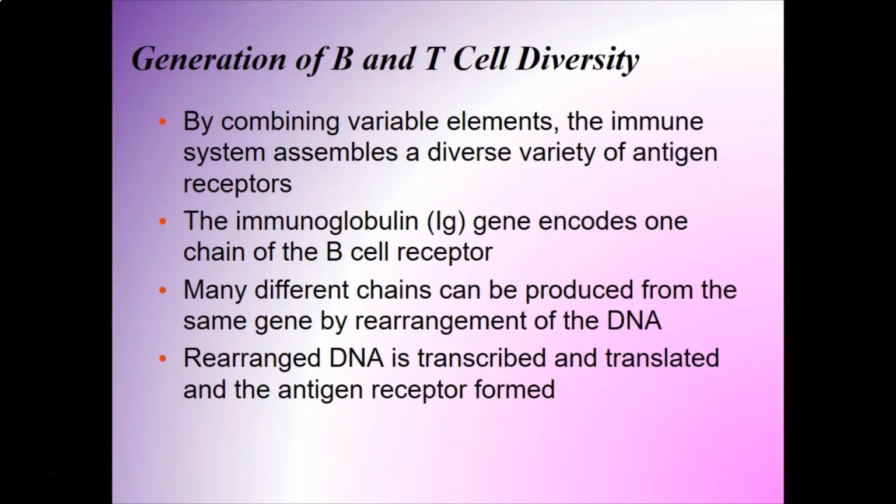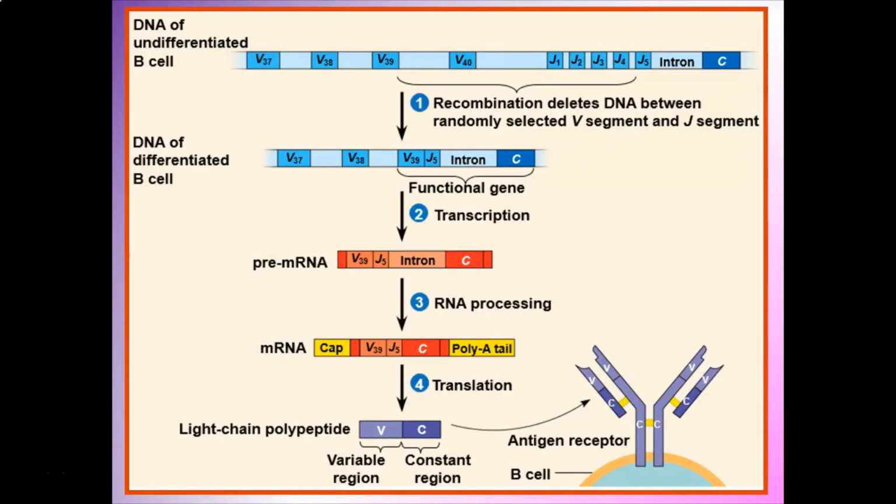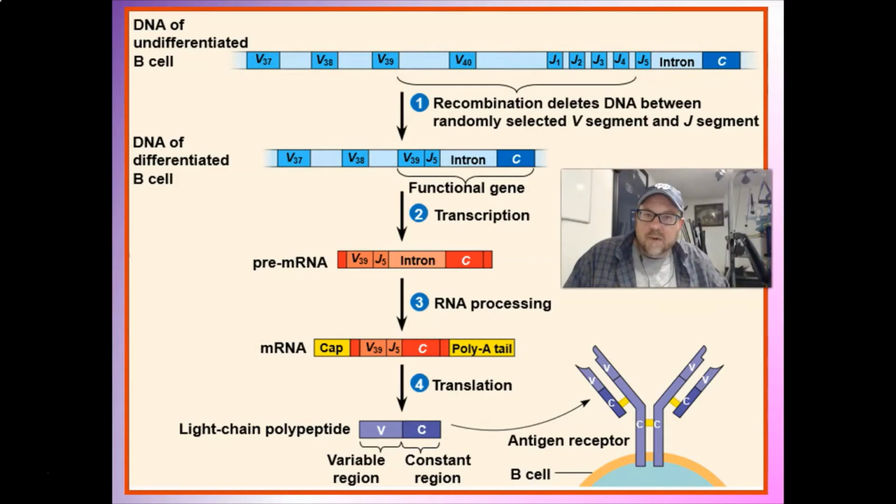So generation of B and T cell diversity. By combining variable elements, the immune system assembles a diverse variety of antigen receptors, right? And those Ig, those immunoglobulins or antibodies, these genes encode one chain of the B cell receptor. Many different chains can be produced from the same gene by rearrangement of the DNA. Rearranged DNA is transcribed and translated, and the antigen receptor is formed. Okay, so see, you can actually, through recombination and deleting sections and things like that, make different receptor proteins.